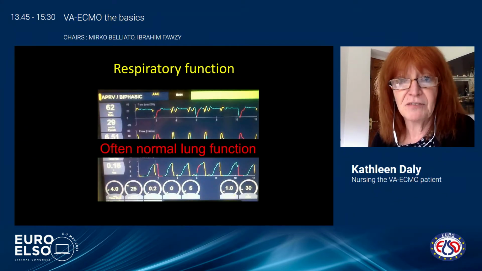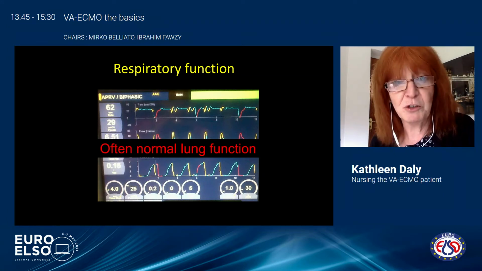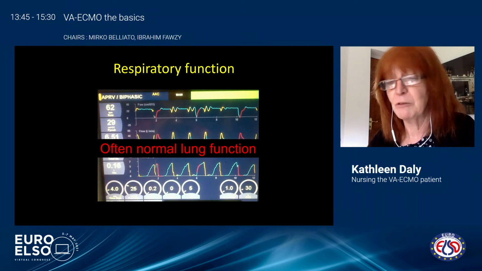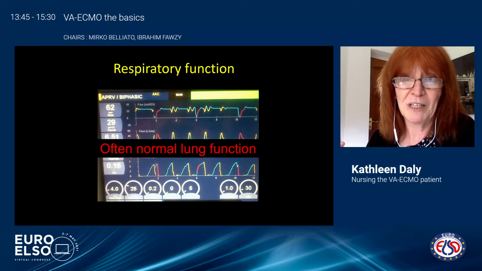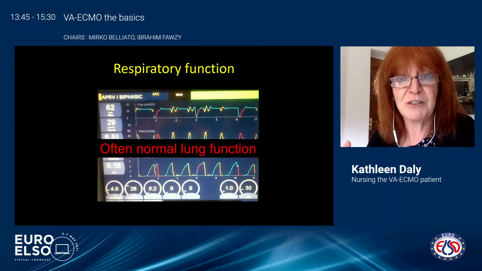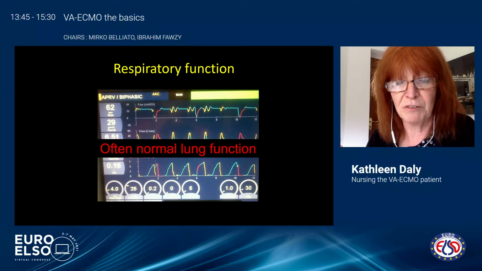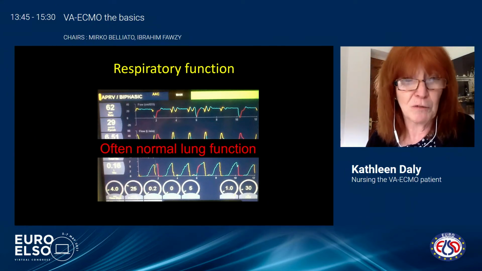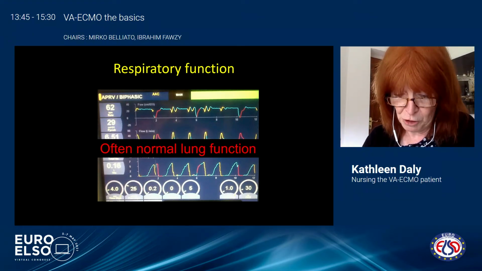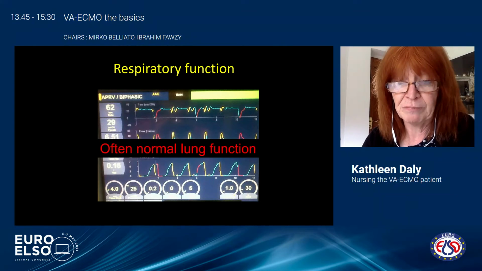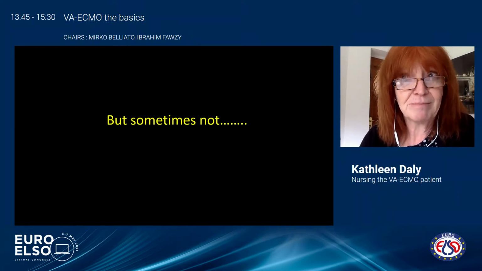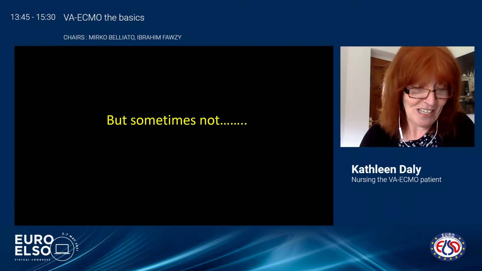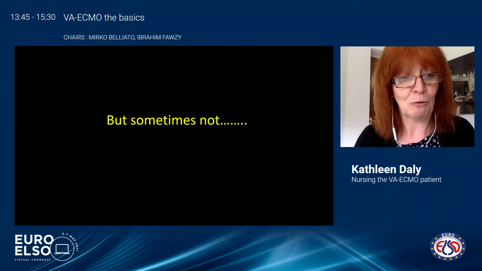So respiratory function in VA ECMO is often normal. And in fact, what we want to avoid is overventilation, whereby we ventilate too much and we'll get a local respiratory alkalosis, which will give an ARDS type of effect. So we tend to target an end-tidal CO2 of greater than 2.5 to 3.5 kilopascals to ensure that we're not overventilating. But sometimes lung function in VA ECMO is not normal.